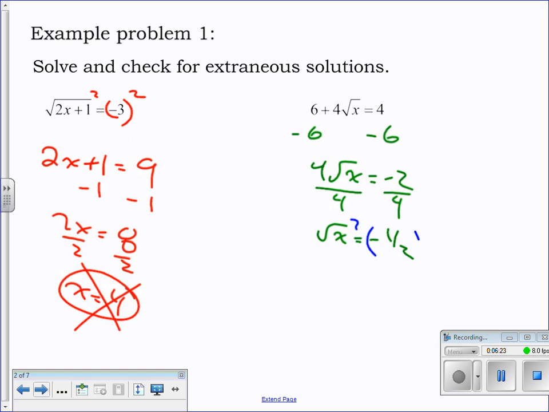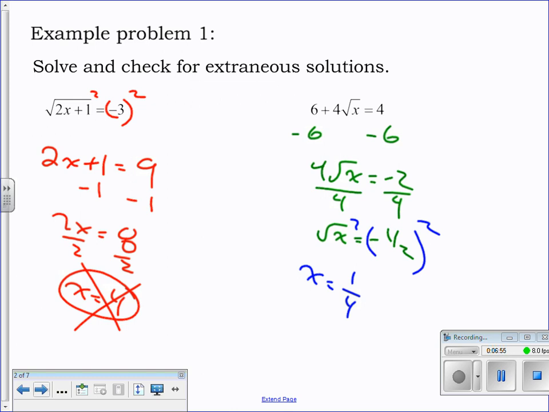Square that, and I get x equals 1/4. 1/2 squared is 1/4. Negative 1/2 squared is 1/4. Put in 1/4 into the problem. Take this, plug it in and check it. Square root of 1/4 is 1/2. 1/2 times 4 is 2. 6 plus 2 is not 4. 6 plus 2 is 8.